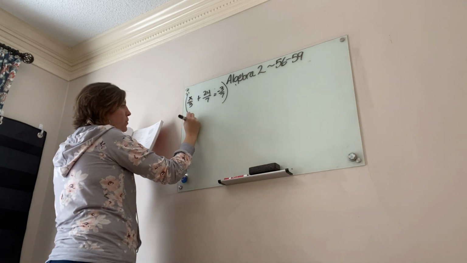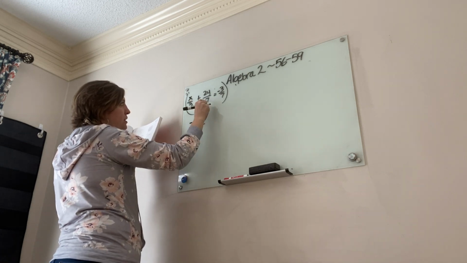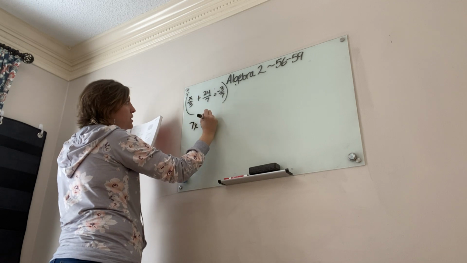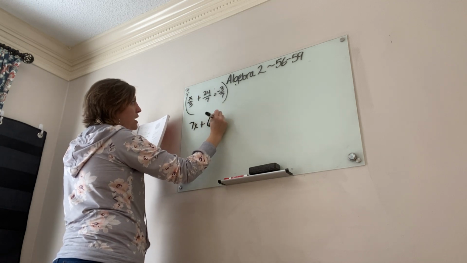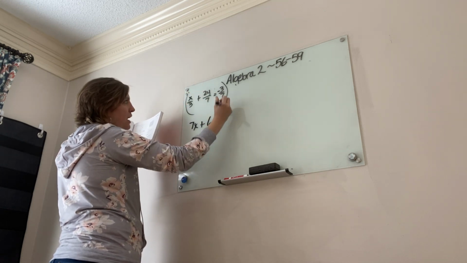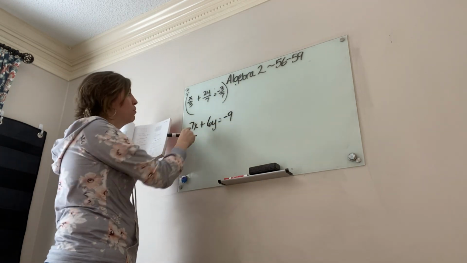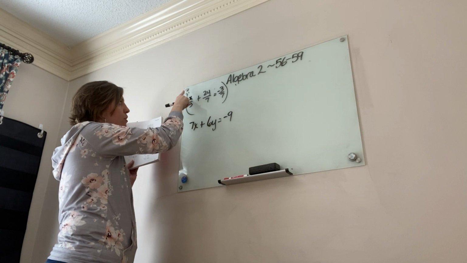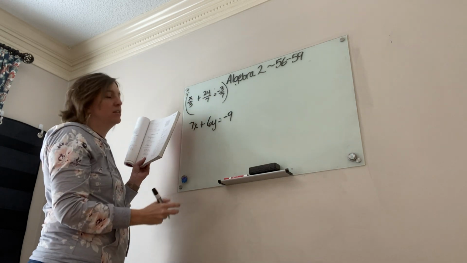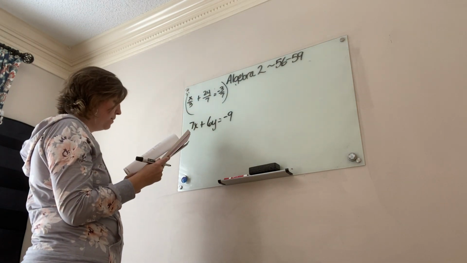Well, I'm going to end up with 7x plus 7 goes in 3 times. So that's going to be 6y. 7 goes in 3 times. So it's going to be -9. So what I did is I just rewrote an equivalent equation getting rid of my fractions. Does everybody see where that came from?